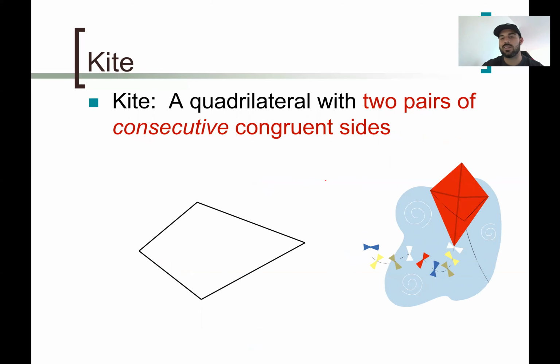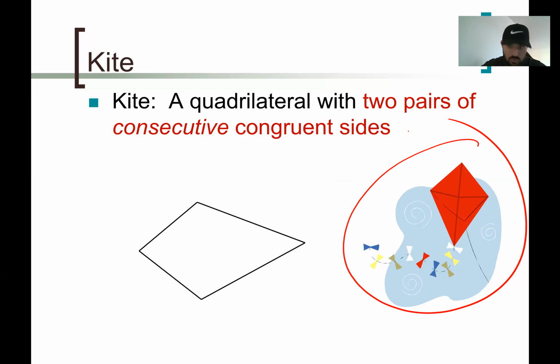All right, let's move on to a kite. Something that we're not going to see a lot of in our classwork and our test, but I did want to include this here. So what is a kite? Think of a kite that you fly. A standard generic kite like you see right here in this picture. A quadrilateral with 2 pairs of consecutive congruent sides.